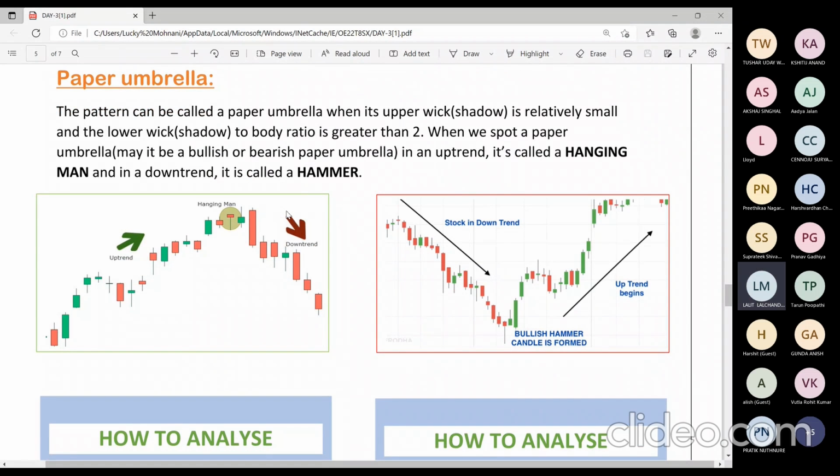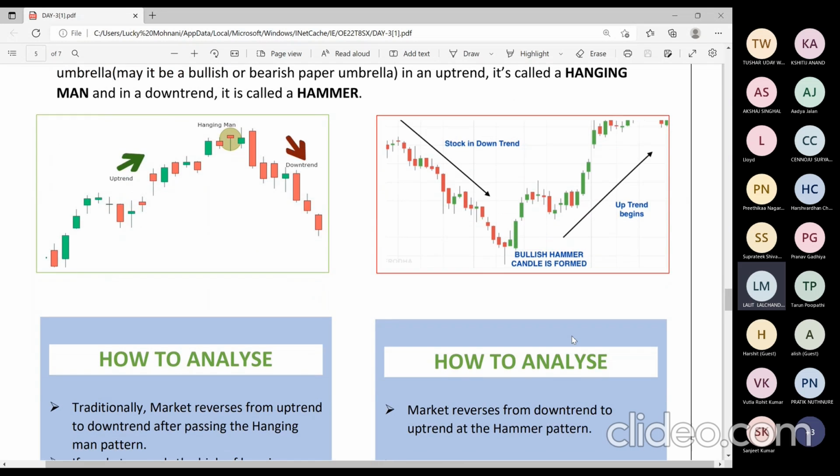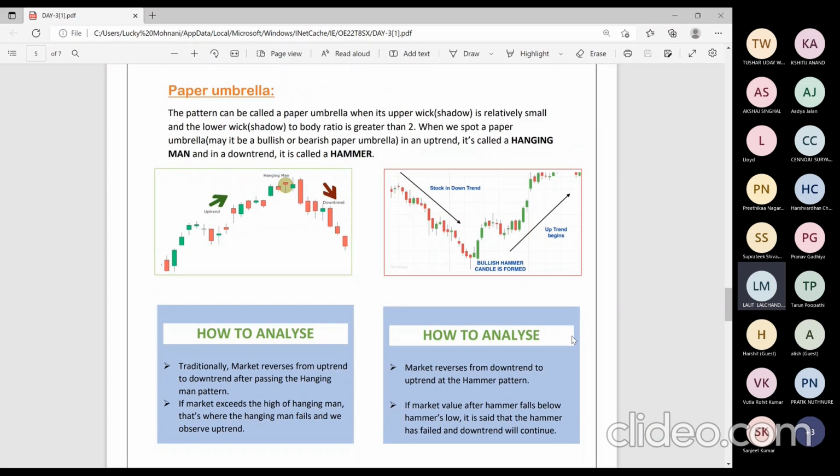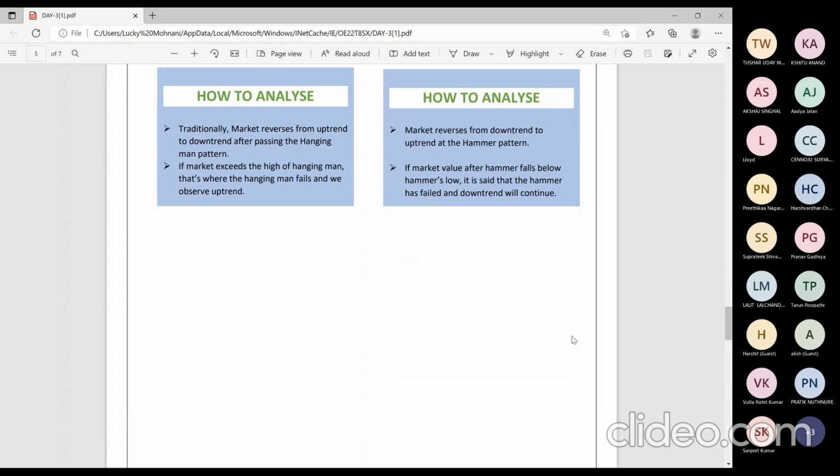Similarly, the reversal pattern, the hammer, occurs in a downtrend. When we get this pattern in the downtrend, we see that initially the bears were in control of the market, and when this pattern occurs, it indicates that the bulls are now influencing the market and have control of it. One may find an opportunity to buy stocks.